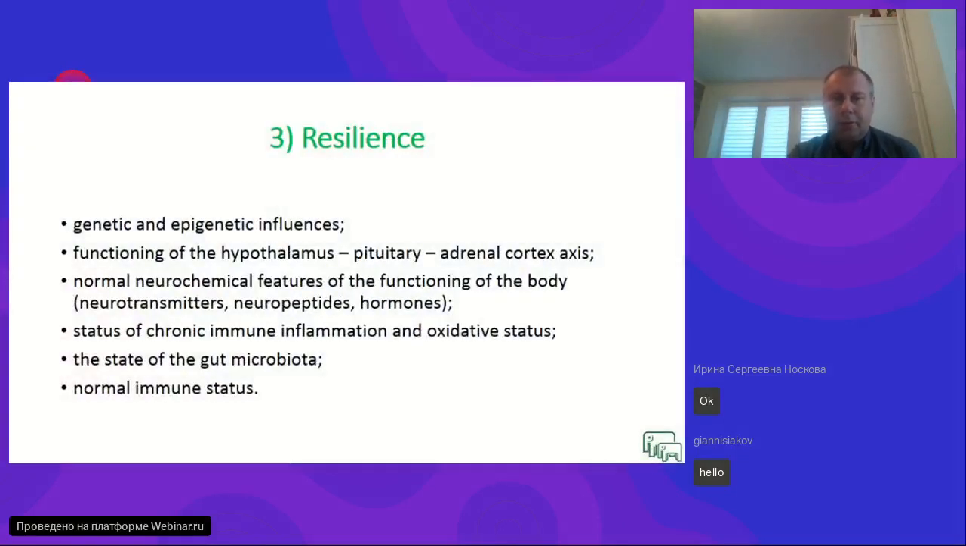And the third, modern characteristic of health is a good level of resilience. Of course, you understand that during the life cycle, everybody meets different problems, stresses, diseases, psychological stresses, and so on. And according to modern scientific data, the level of resilience, how we can pass through these stresses and problems, depends upon biological determinants, such as genetic and epigenetic influences, functioning of the endocrine system, the hypothalamus, pituitary gland and adrenal cortex axis. It depends upon the status of chronic inflammation and oxidative status, the state of gut microbiota, immune system, and so on. So resilience, or the possibility to successfully pass through the problems, depends upon our biology.